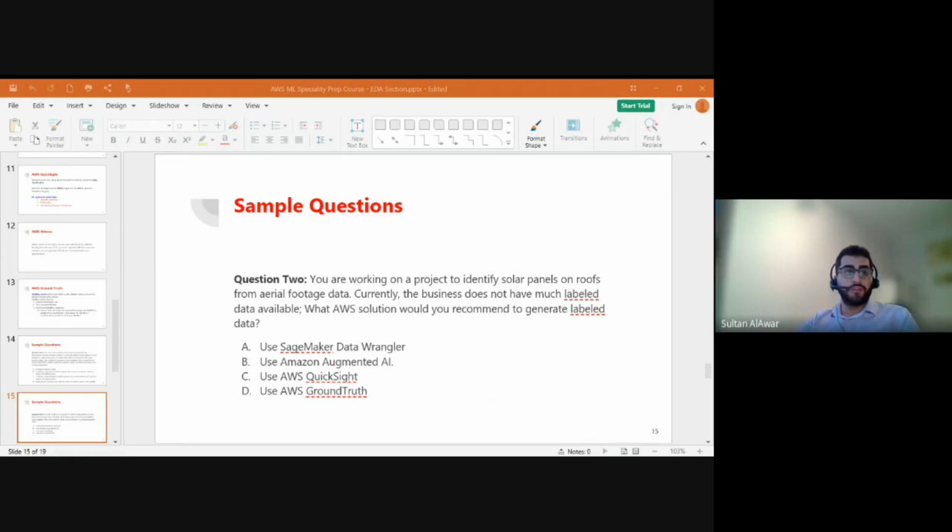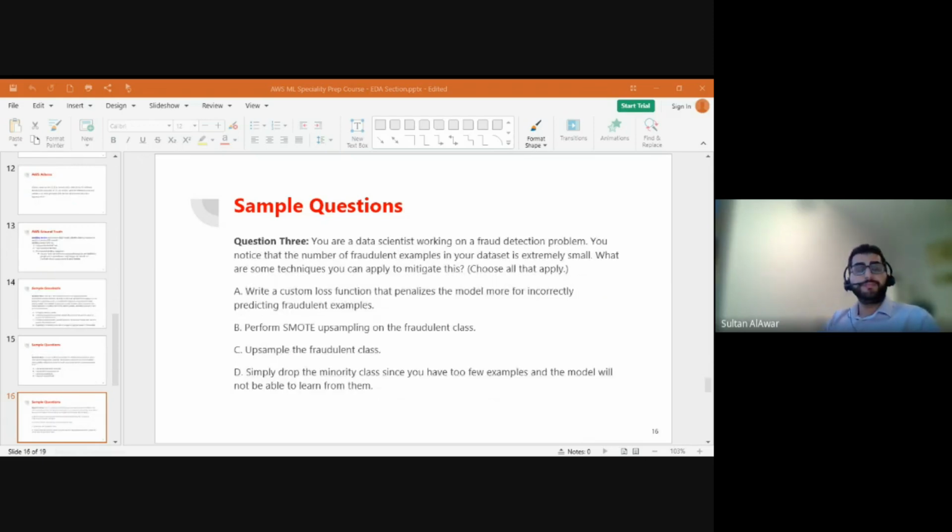And if we look into the options here, we have AWS Data Wrangler, AWS Augmented AI, AWS QuickSight, and AWS Ground Truth. And we should choose option D, which is the labeling service available in AWS.